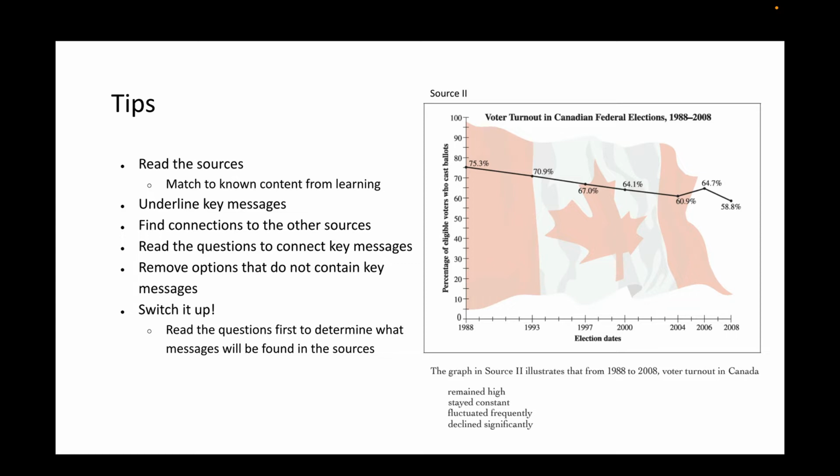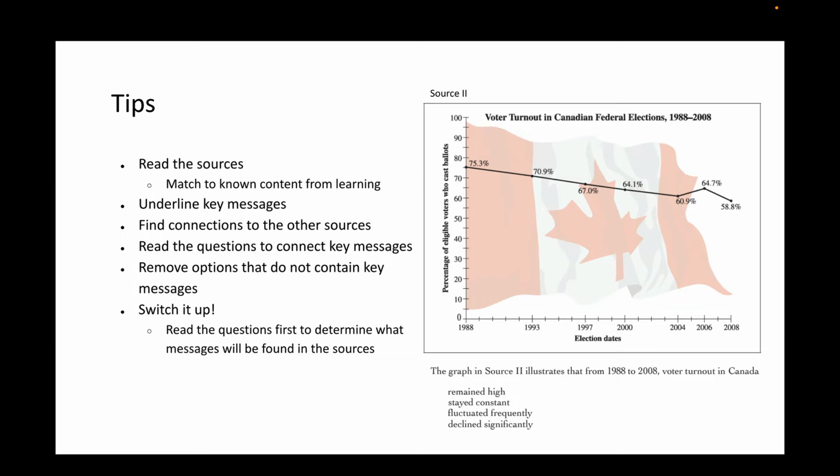So compare sources. Is there a common message that's being shared? Is there something similar? Or are they contrasting messages too? That sometimes happens in sources. Read the questions to connect those key messages. So the questions are below the sources, and their answers are going to be included as well. So are there any key messages that we see when you're reading the questions?